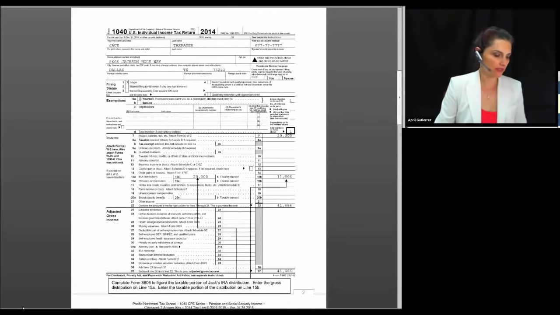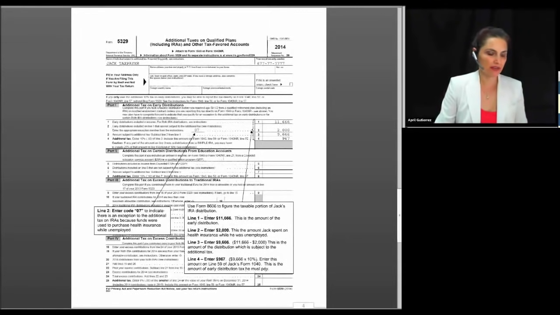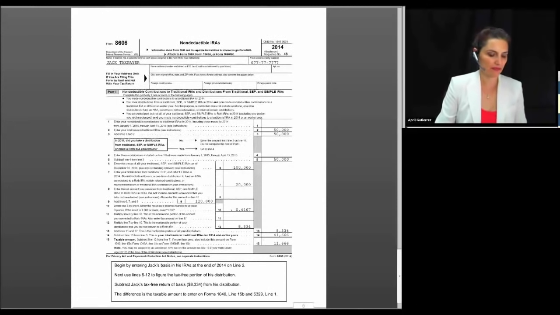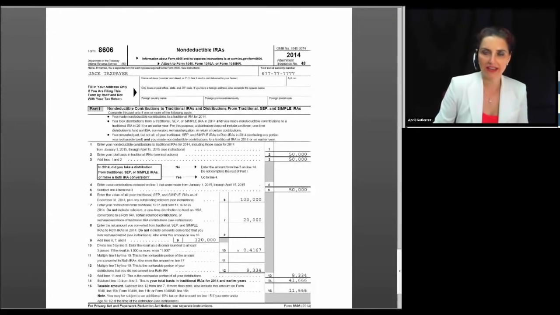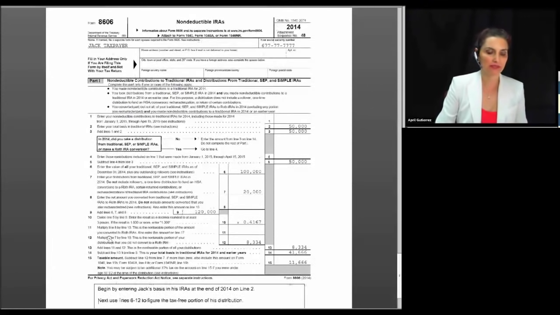So moving over to his 1040 return, really the starting point needs to be the Form 8606. We can't do the 5329 or the 1040 properly until we've done the 8606. So I'm starting here, and on line 2, I enter his total basis in his plan at the end of 2013, which was $50,000. I didn't provide you information about any contributions he'd made during the year, so line 1 is blank. We go on to line 6 and we enter his account balance at the end of the year. And then on line 7, we enter the amount that he took as a distribution for the year, which is $20,000. We add 100 to 20 and we get 120.